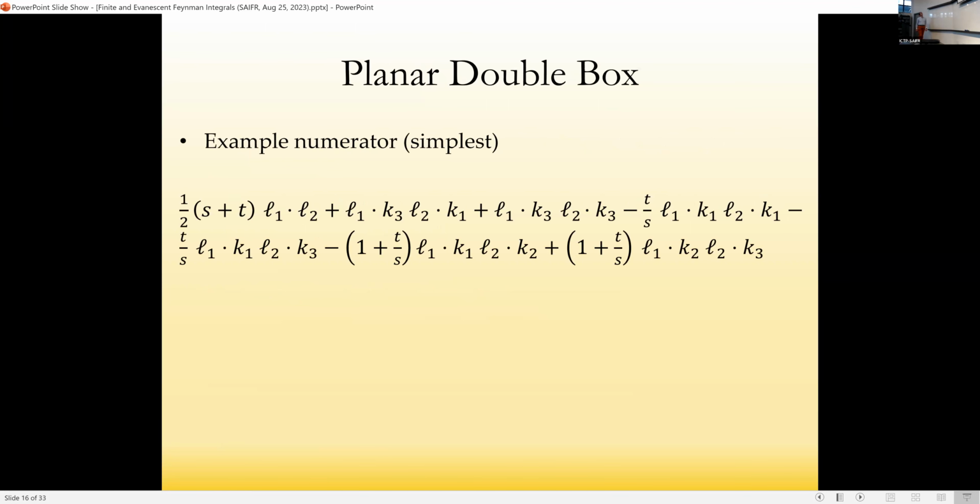So this is kind of the simplest example. We're looking at the planar double box. I guess, does everyone know what the planar double box is? No? Okay, I should have put the picture on the board. So it's a four-point integral with two loops, and the conventional labeling, which I'm using here, is L1 and L2.